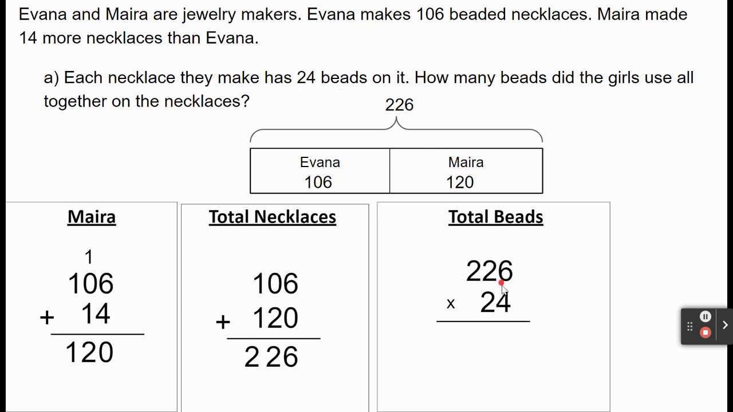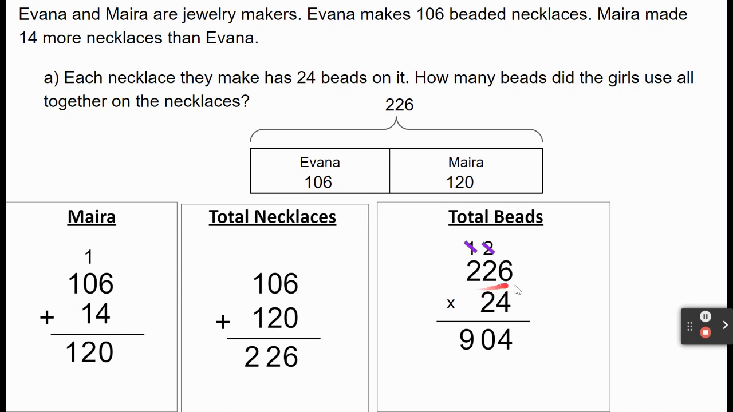Let's start by multiplying the ones place. 4 times 6 is 24. So place a 4 in the ones place, regroup the 2 to the tens place. Now we can multiply 4 times 2, which is 8, plus the 2 we regrouped is 10. So place a 0 in the tens place, regroup the 1 to the hundreds place. Now we can multiply 4 times 2, which is 8, plus the 1 we regrouped is 9. So 226 times 4 is 904.